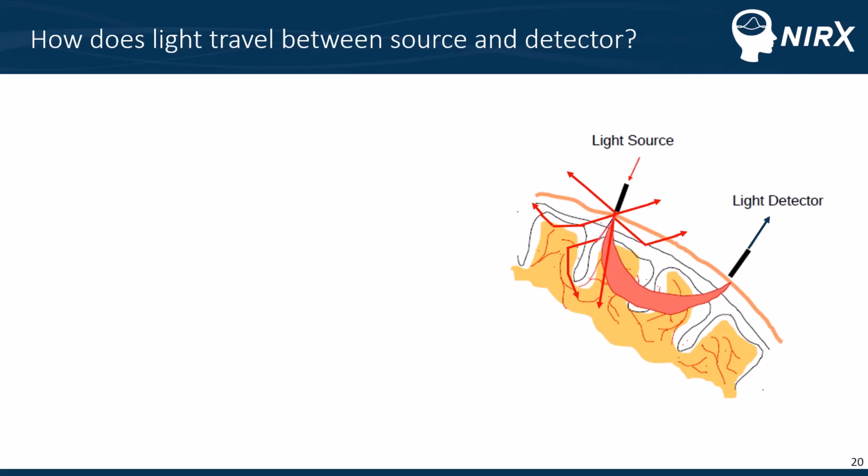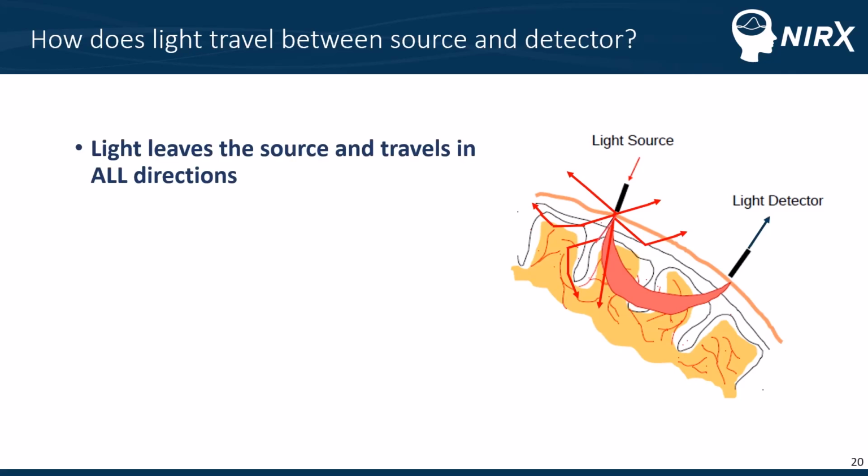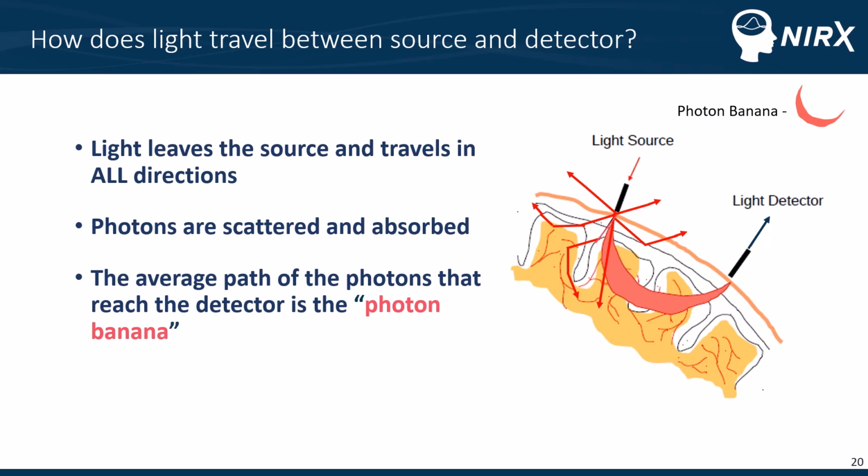How does light travel between a source and detector? Well, light leaves the source and it travels in all directions. So there's a representation of that here with all these different arrows shooting off of the light source. Photons are then scattered and absorbed through the tissue. There's no magnet pulling our photons from our light source to our detector. And in fact, for every 10 to the 9 photons that are sent into the adult brain, only 1 comes out at the detector on average in a 3-centimeter channel. So you have to send in millions and millions of photons in order for any to be detected at your detector.